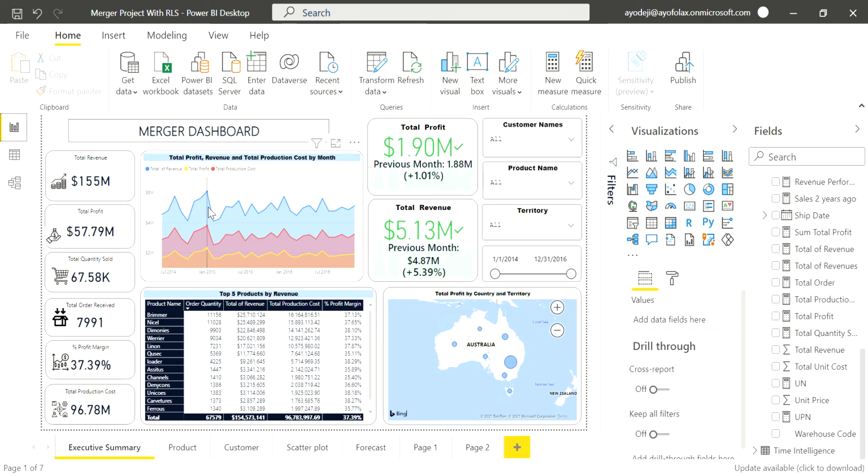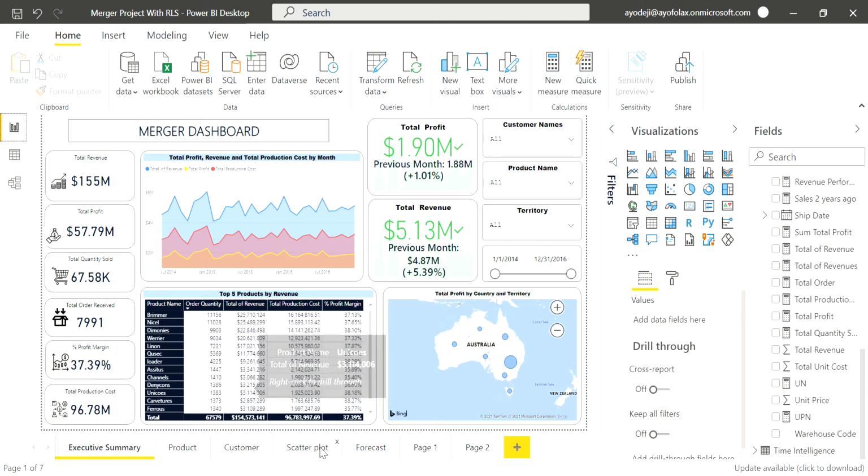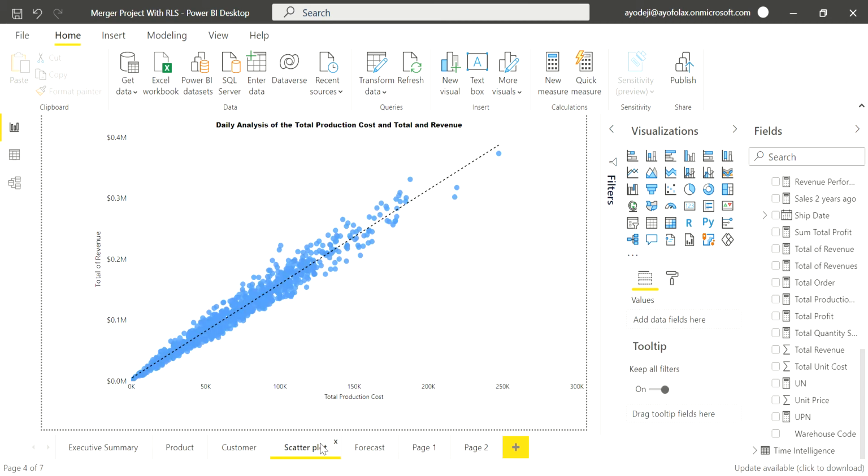As can be seen here, the revenue was highest in January of 2015, and that's a little over $6 million. A comparison of the revenue and the production cost was made via a scatter plot of daily sales in order to understand how the production cost and the revenue flow. And as can be seen, as the production cost increases, the revenue also increases.